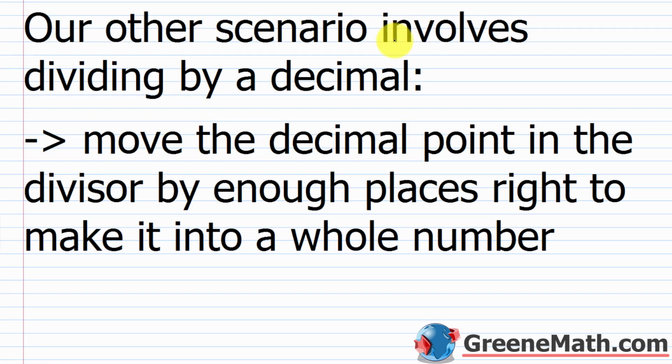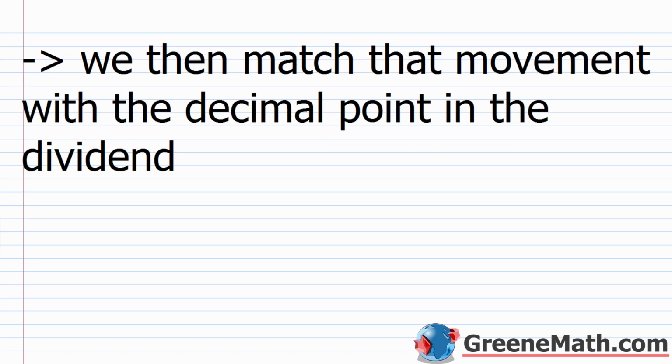Okay, let's talk about the other scenario now. So our other scenario involves dividing by a decimal. And basically what we're going to do here, we're going to move the decimal point in the divisor by enough places right to make it into a whole number. Now, once we've done that, our next step is to match that movement with the decimal point in the dividend. So as a quick example, let's say I'm dividing 6.3 by, I don't know, 3.27.